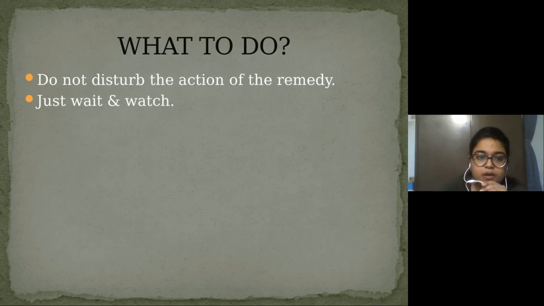Then what to do? Do not disturb the action of the remedy. Just wait and watch, because the patient is on the road to recovery. We should not interfere with the action of the remedy, and let that remedy act.